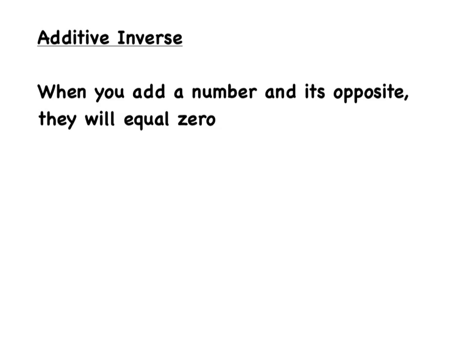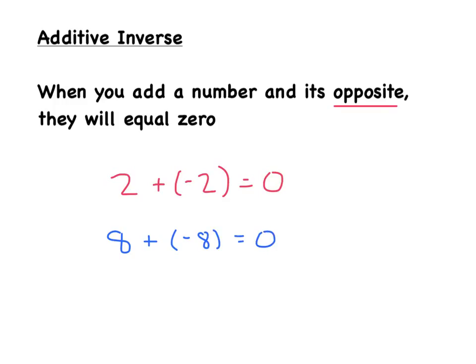What I mean by an opposite is if we have 2, the opposite of that is going to be negative 2. So 2 plus negative 2 is 0. Another example is 8. The opposite of that is negative 8. That's always going to equal 0. And we can even do a negative 7. Negative 7 plus the opposite of a negative 7, which is a positive 7. So negative 7 plus 7 is equal to 0. That's what the additive inverse is.